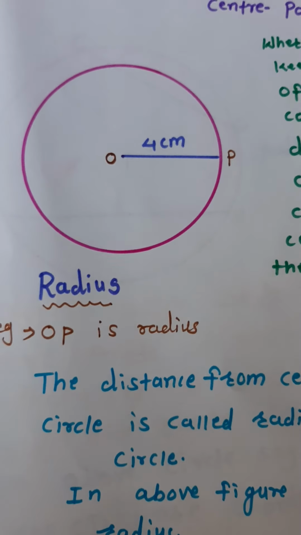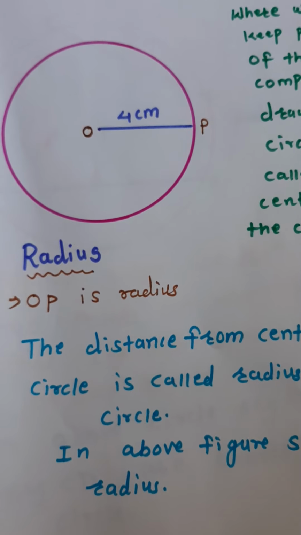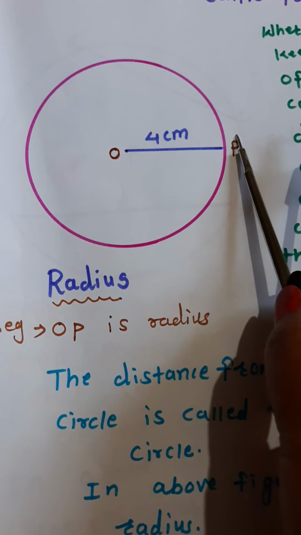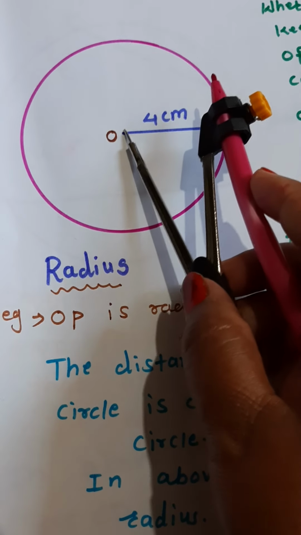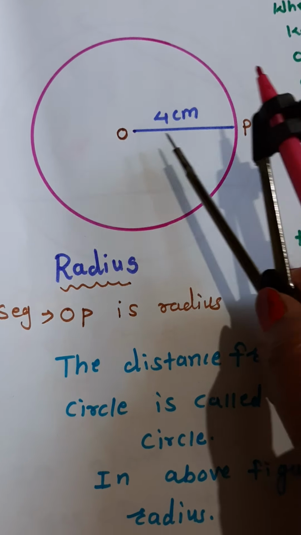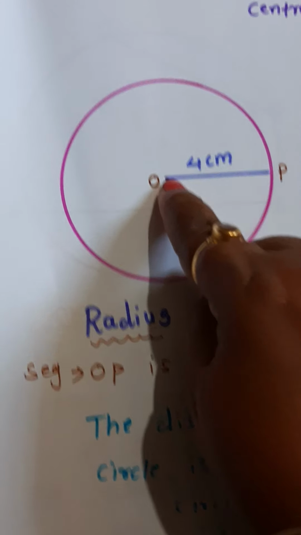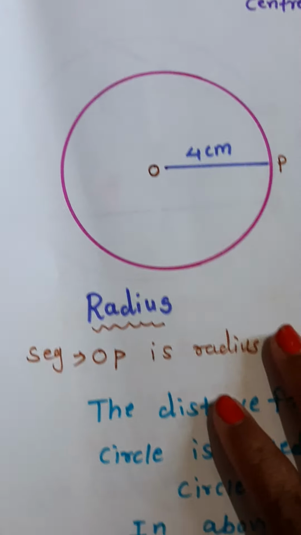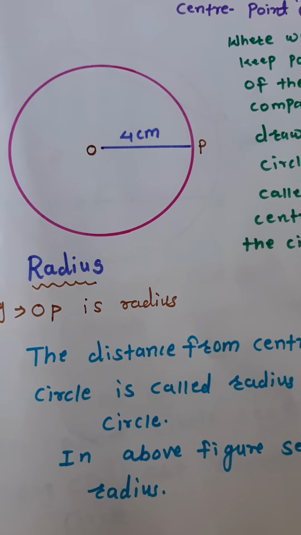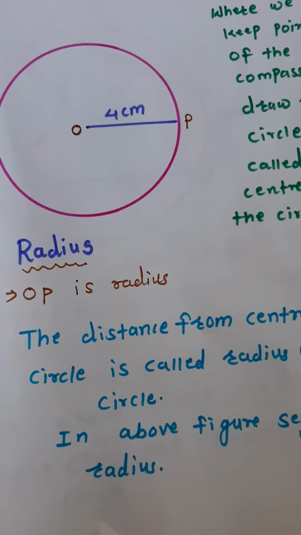Now next concept, what is meant by radius? The distance from center to circle is called radius. In this figure, segment OP is the radius. We can draw infinite radii. So many radii we can draw anywhere, center to circle, center to circle. When single is there, we say radius. When many are there, we can say radii.